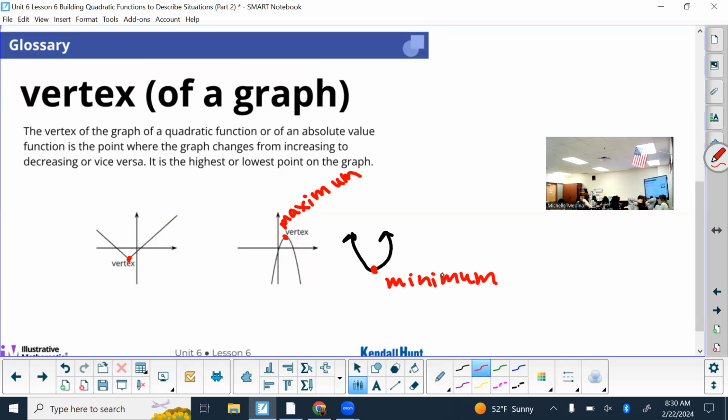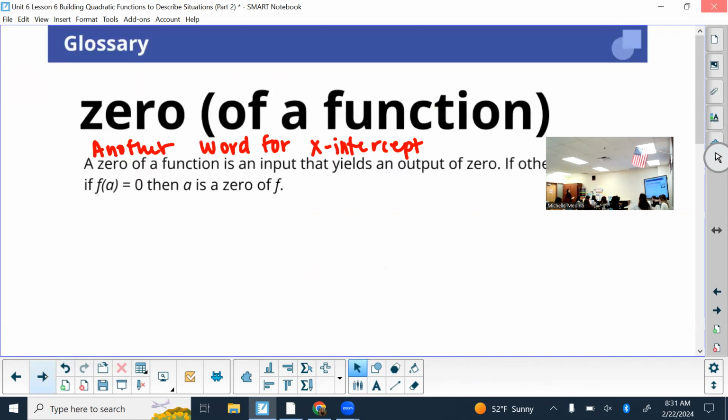That you would look at if it said, what was the maximum height of the cannon? You would look at your vertex for that answer. Really the y value of the vertex, not the x value. But that's vertex. The other vocab word that's new is zeros. And really that's just another word for x-intercept.